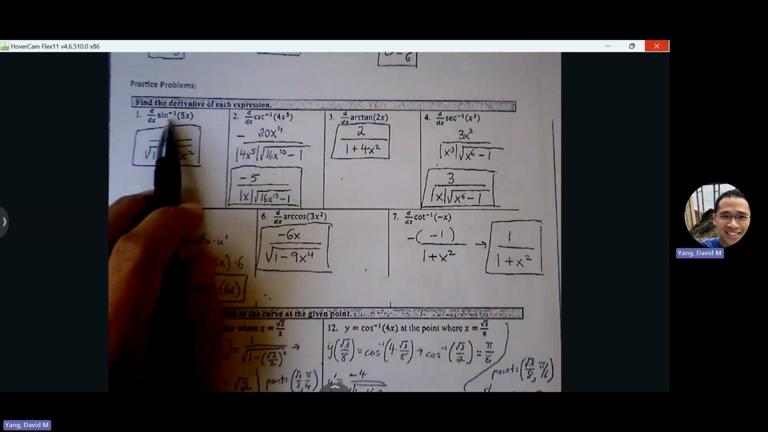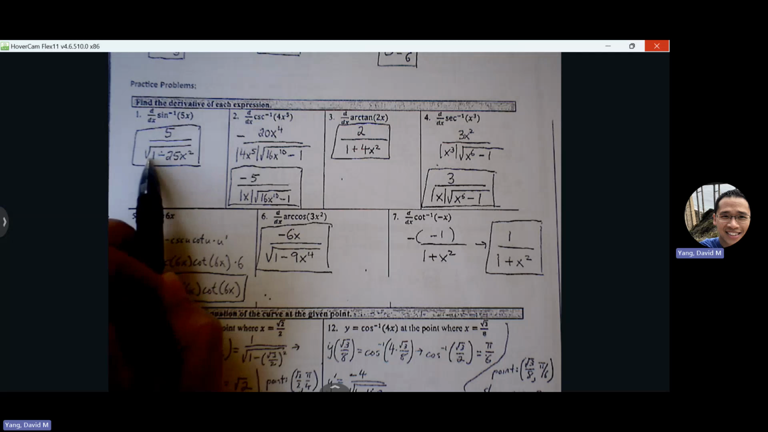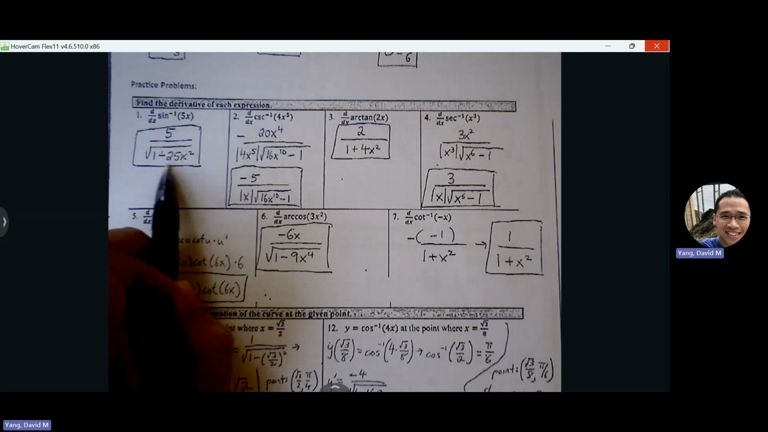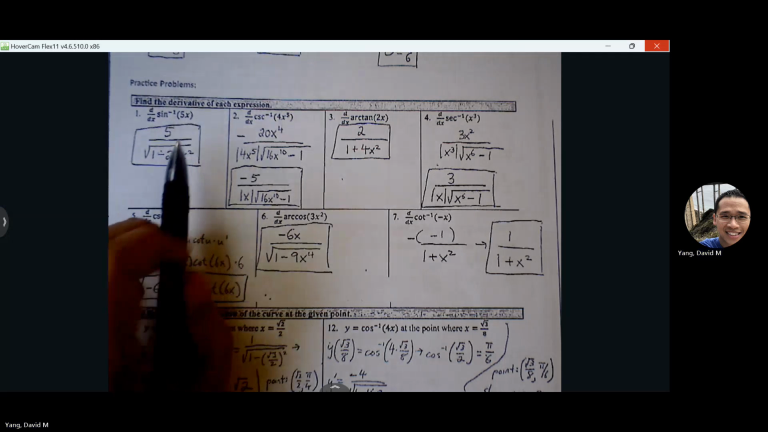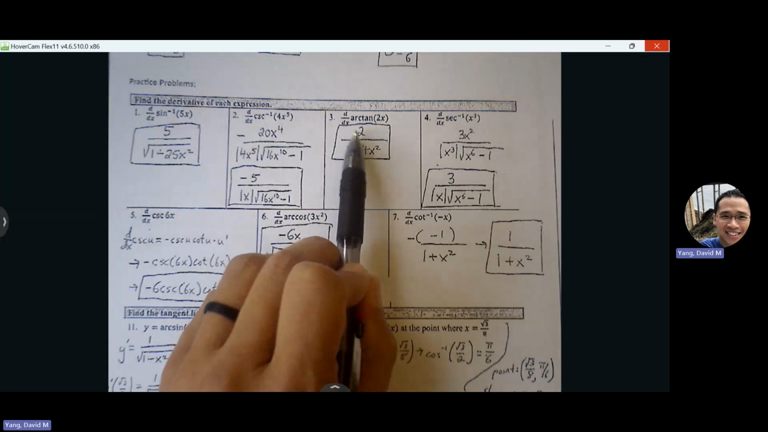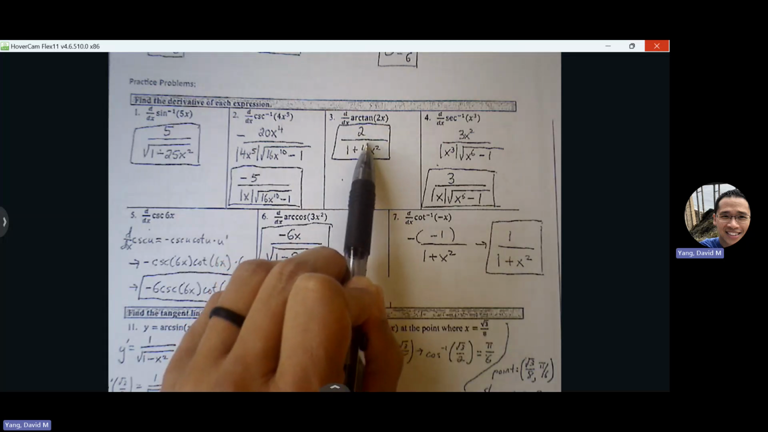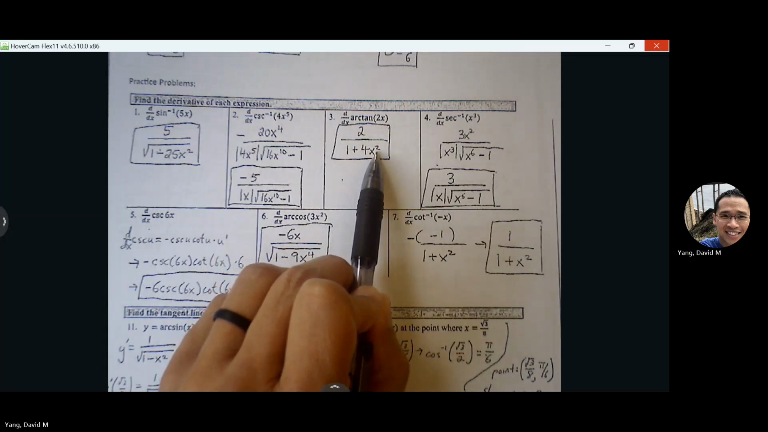Okay, so number one, arc sine of u is u prime over square root of 1 minus quantity u squared. Arc tangent of u is u prime over 1 plus u quantity squared.